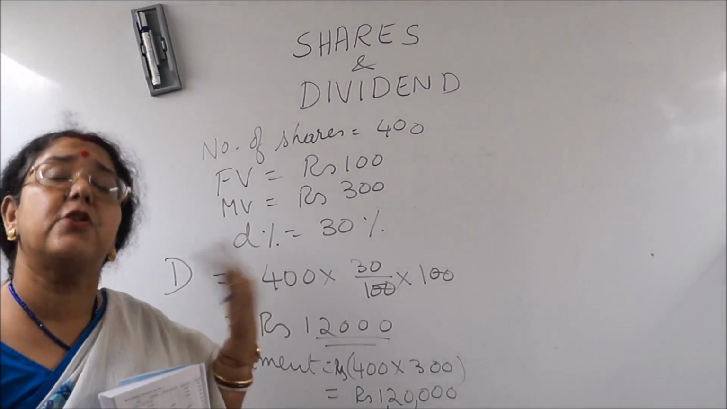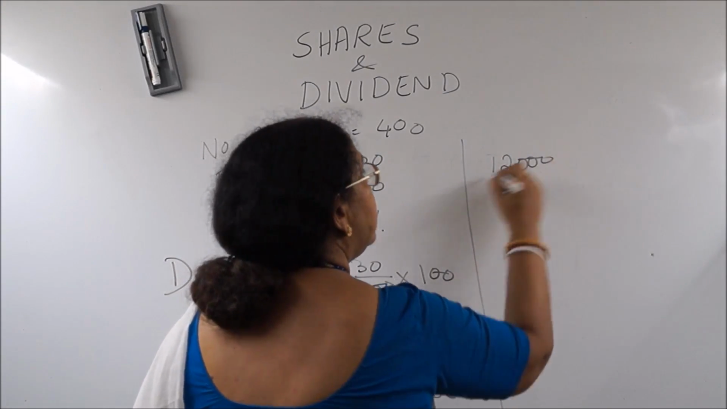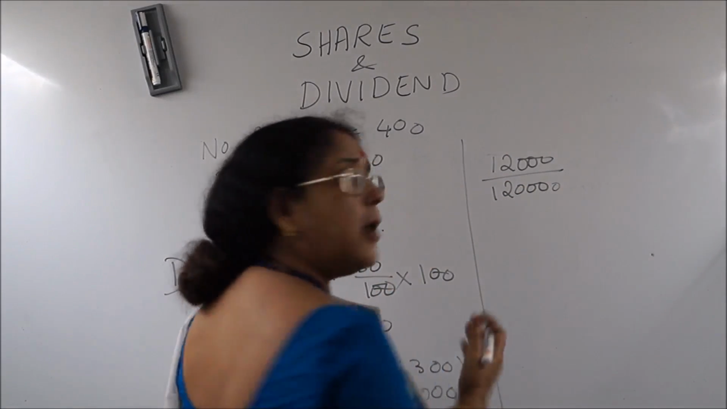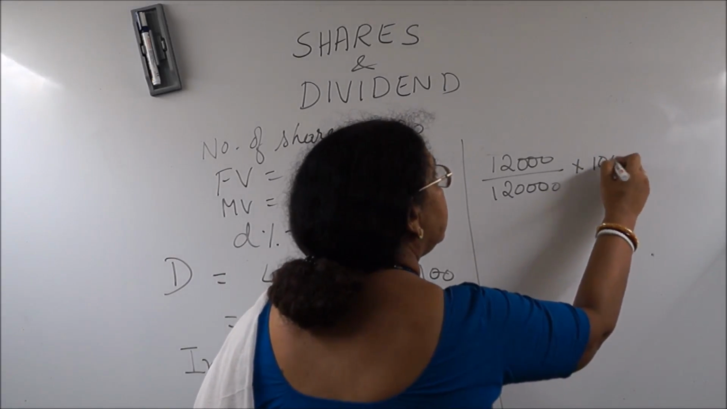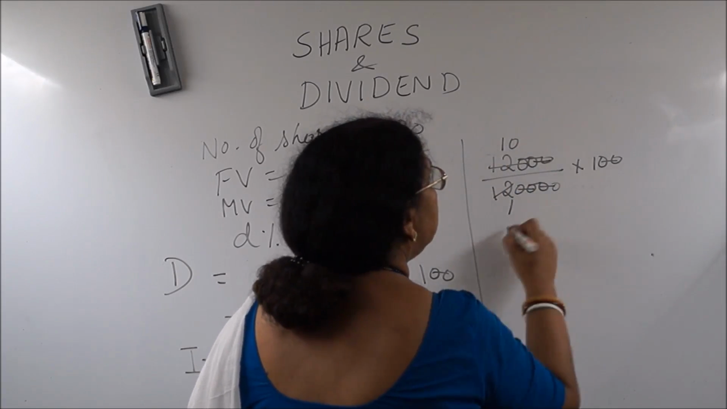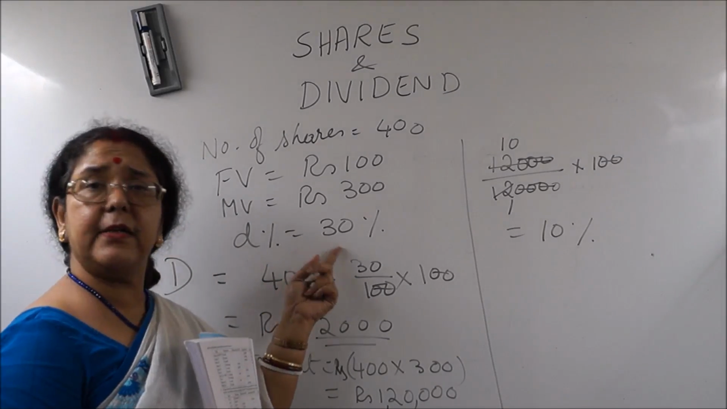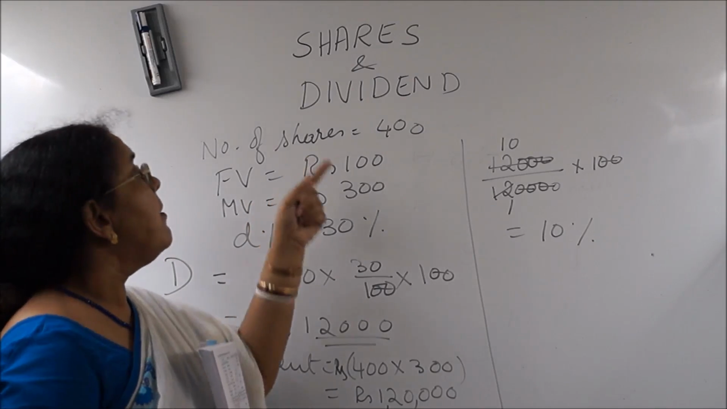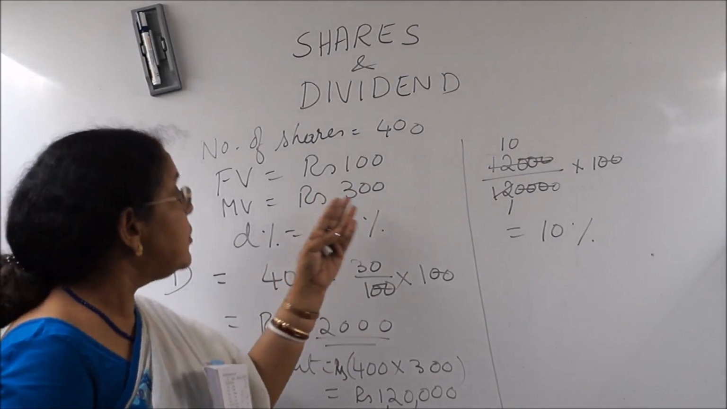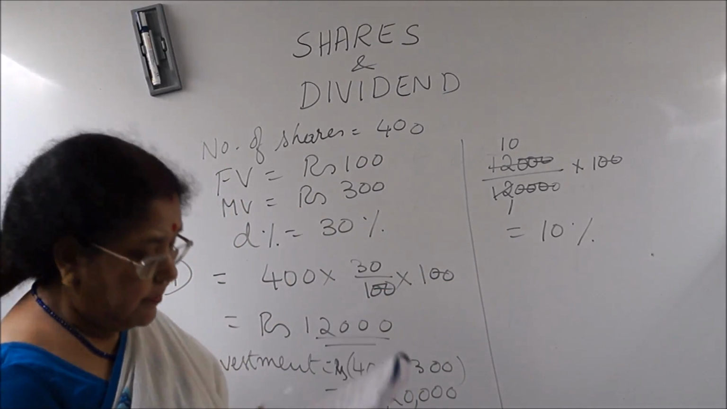So what is the rate at which she got the return? How will you find? So that means 12,000 is her return by investing 1,20,000. Now the percentage we want to know. So 12,000 upon 1,20,000 into 100. So she gets the return at the rate of 10%. Though the company pays the dividend at the rate of 30%, since Priya bought the shares at a market value of 300 rupees, at a premium, her actual return is at the rate of 10%. So that is the rate of return for Priya in this case.